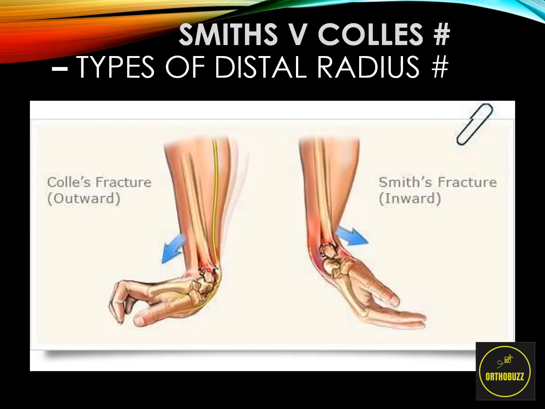And here's the difference. It depends on the mechanism of injury, and therefore it's so crucial to get this when speaking to the patient, whether they fell on an outstretched hand with their wrist extended or flexed, as this can influence the type of fracture they have.